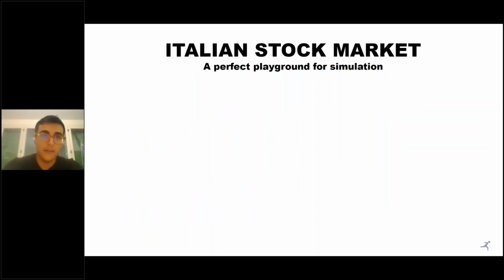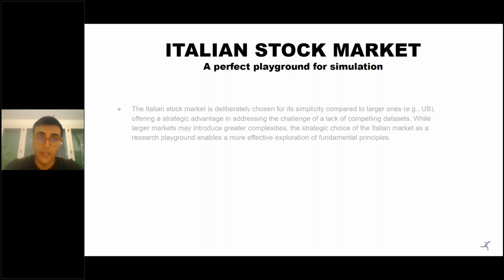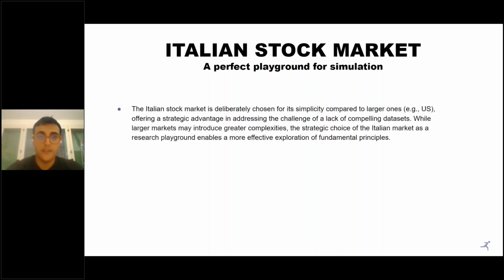So now we will talk a bit about the Italian stock market, which is the one where we focused on, because in our opinion, it is a perfect playground for stock market simulation. Indeed, it was deliberately chosen for its simplicity compared to larger ones like the US or China, because it offers an advantage in addressing the challenge of compelling data sets for concept drift. And while larger markets may have greater complexities that we were not able to highlight and study, the choice of the Italian market as research playground enables a more effective exploration of fundamental principles, understanding if our solution was on the right track.